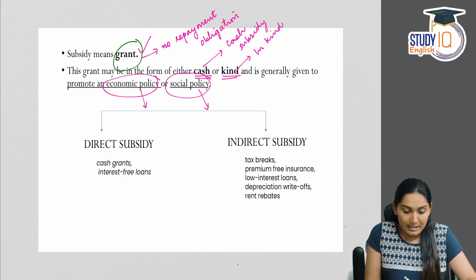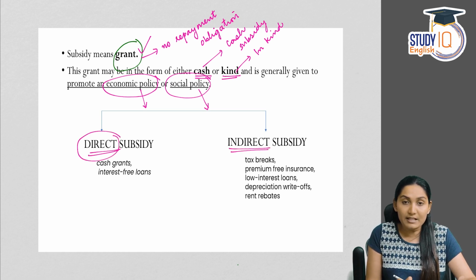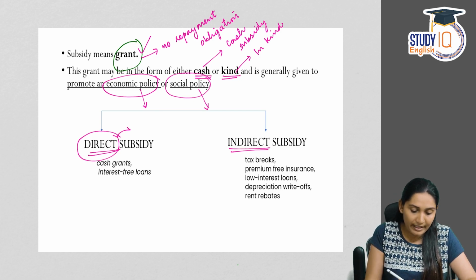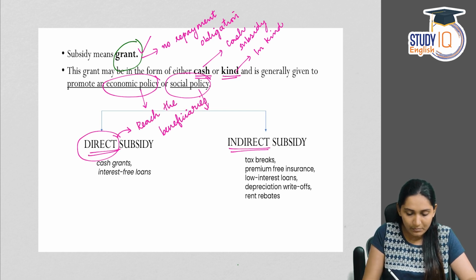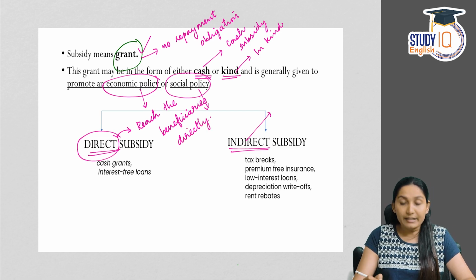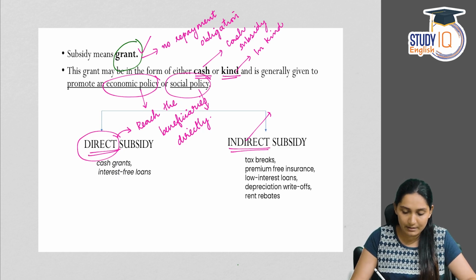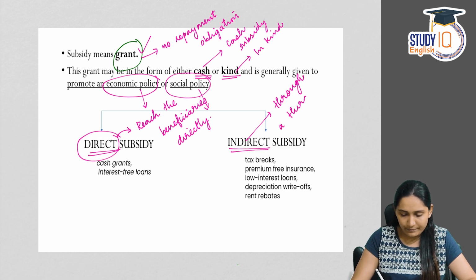Now, subsidies can be either direct subsidies or indirect subsidies. Direct subsidies are given directly to the beneficiaries, and indirect subsidies reach the beneficiaries indirectly. So direct subsidies reach the beneficiaries directly. That is direct subsidy. And indirect subsidy reaches indirectly through a third person or another entity.